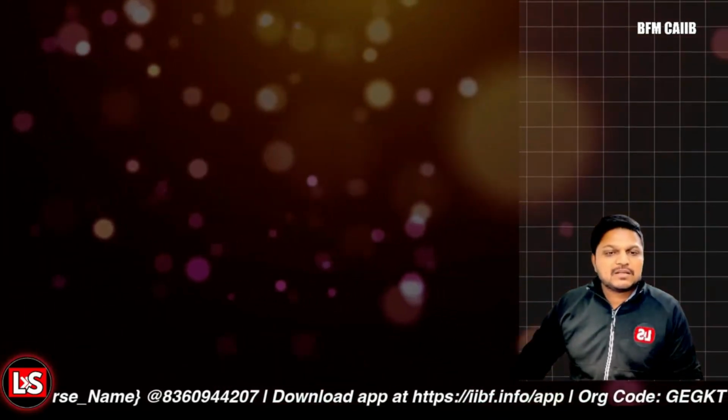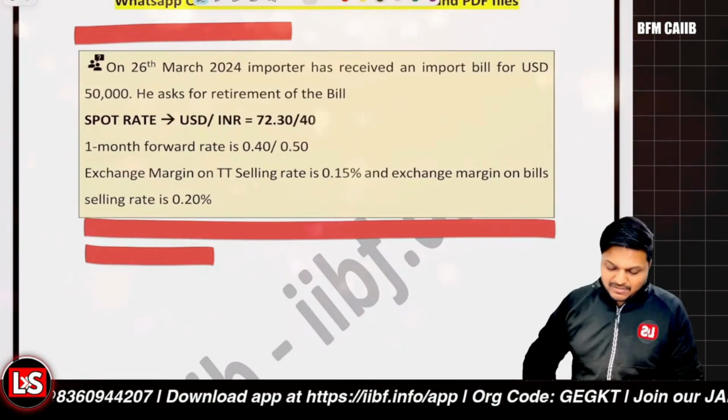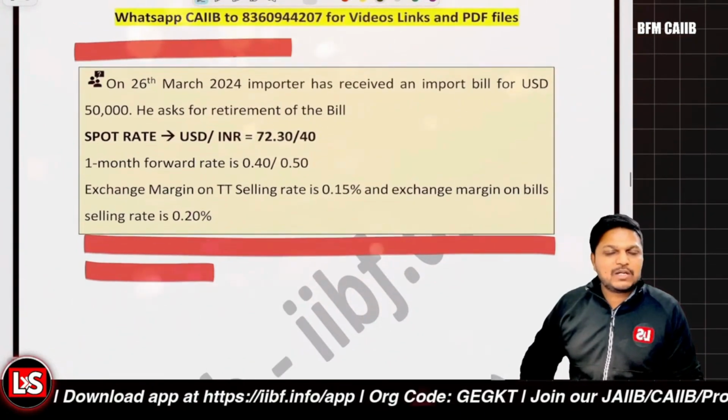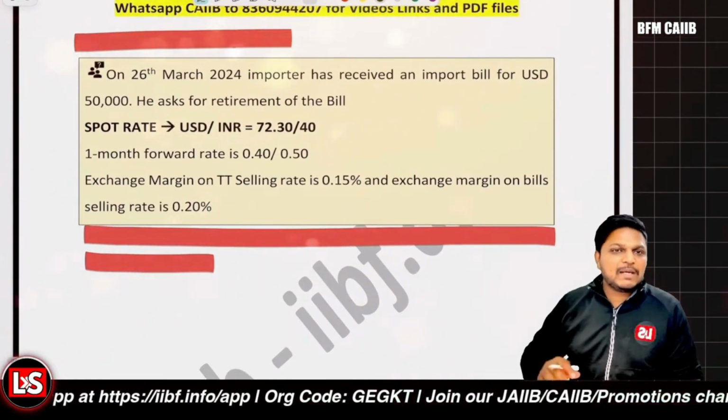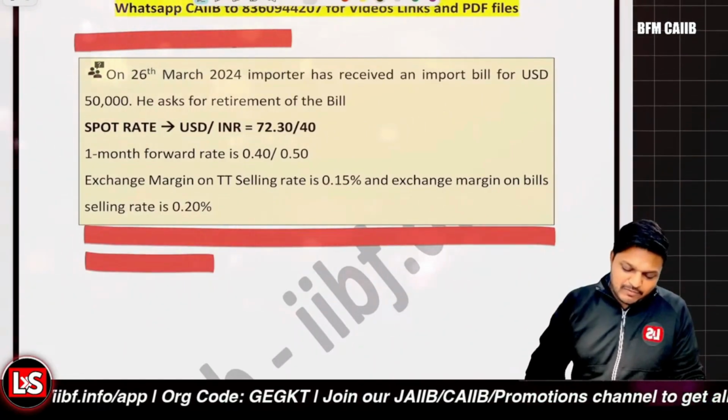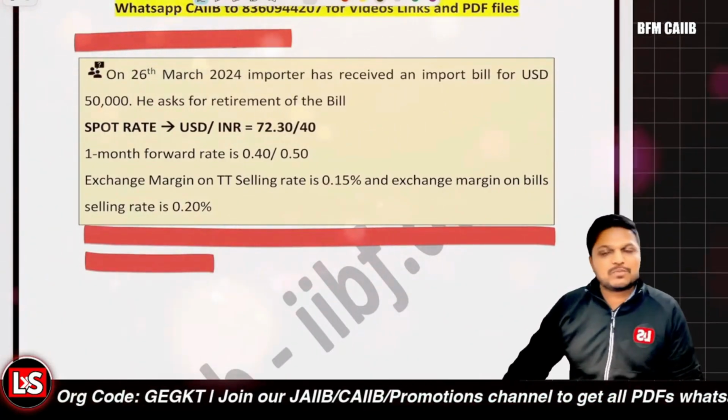I have concealed the data related to what type of rate would be applicable, and now just try to solve it. Now let's try to solve this question.